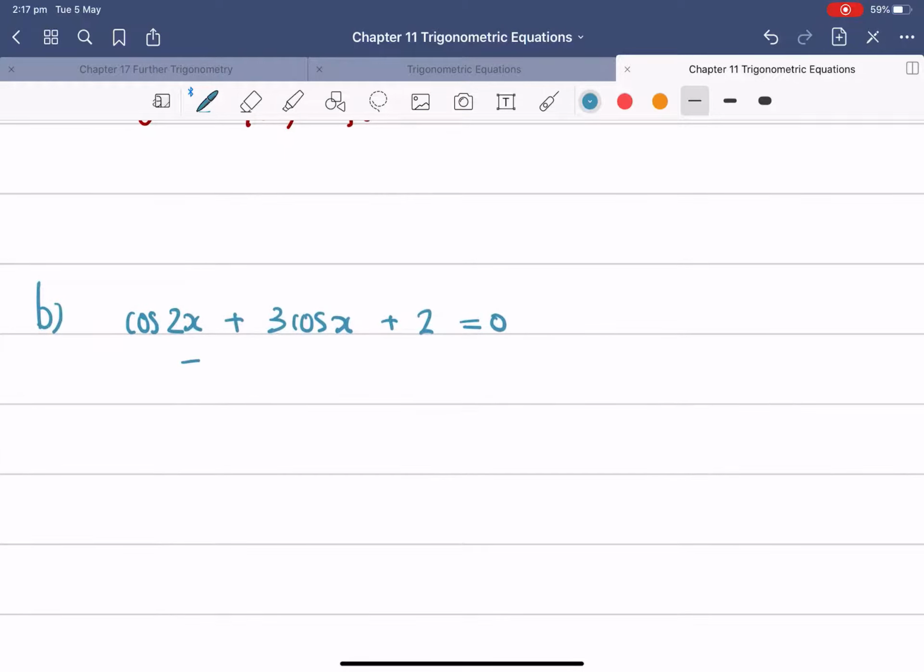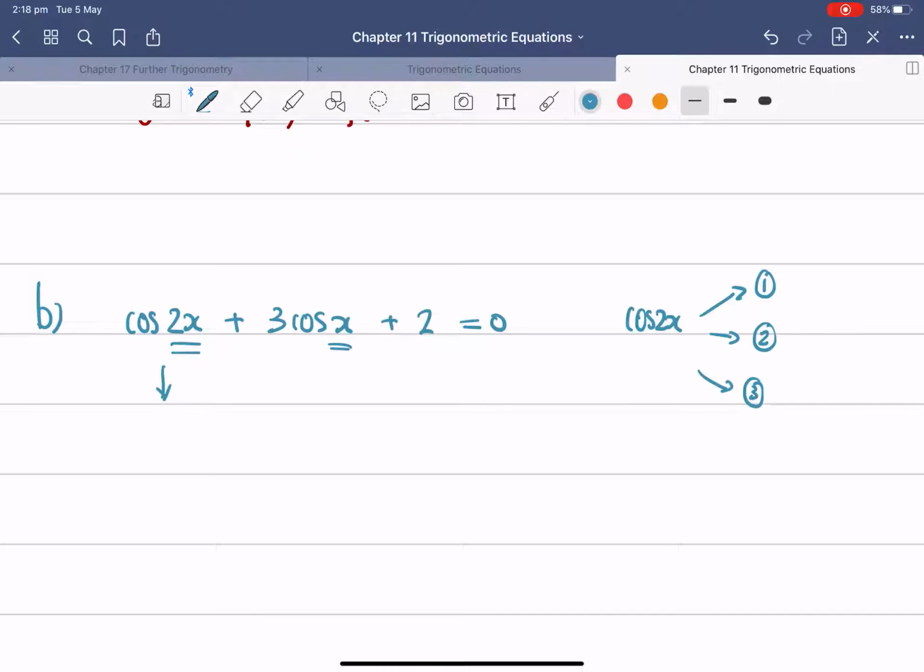You have 2x, you have x. Now remember I told you before, you can't really solve the question if you have one equal to 2x and the other equal to x. So what you need to do is try to convert this one into x. Now with cosine 2x, the double angle formula is a bit tricky. You've got 3 of them, and you need to remember which one to use.